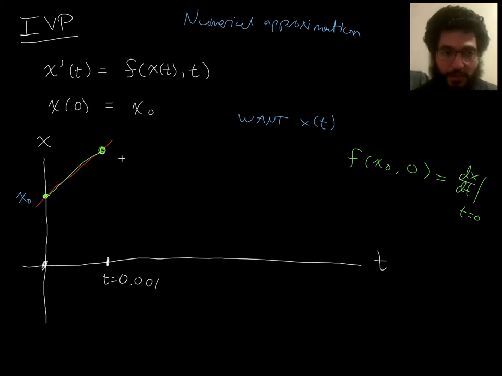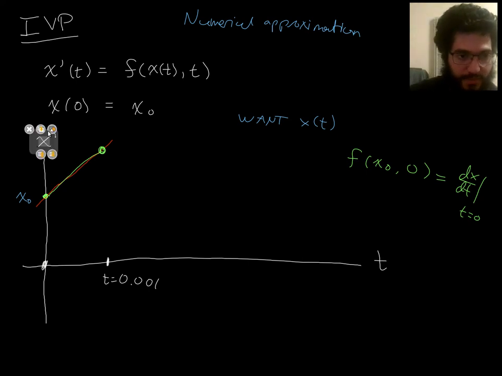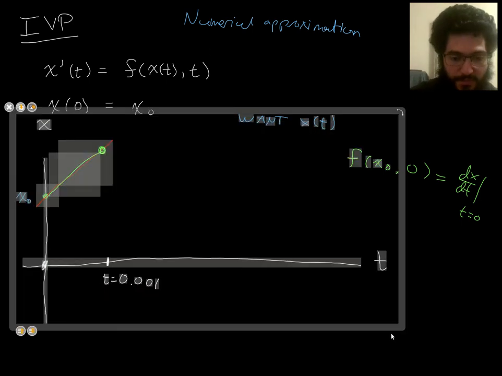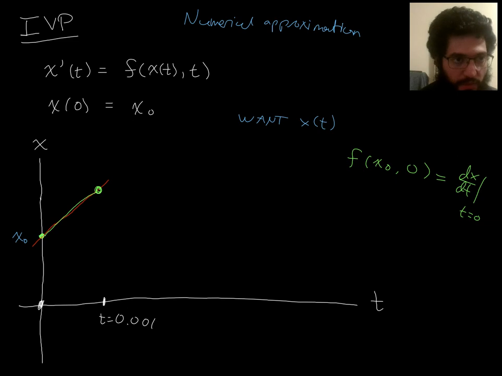But at this new location, I can now get a new value for the derivative. Let me make some space here and pull the whole picture down. So let's call this height here x1. This is the value of x after one mini time step.